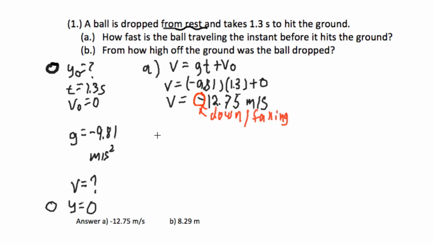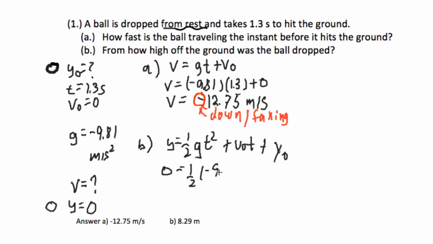Now, for part B, they say from how high was the ball dropped. So we're going to go ahead and calculate that. I'll use this formula: y equals 1/2 gt squared plus v naught t plus y naught. Now we'll go ahead and plug in our numbers. It's actually y that's 0, and that's 1/2 times negative 9.81 times 1.3 squared plus 0 times t plus 0.